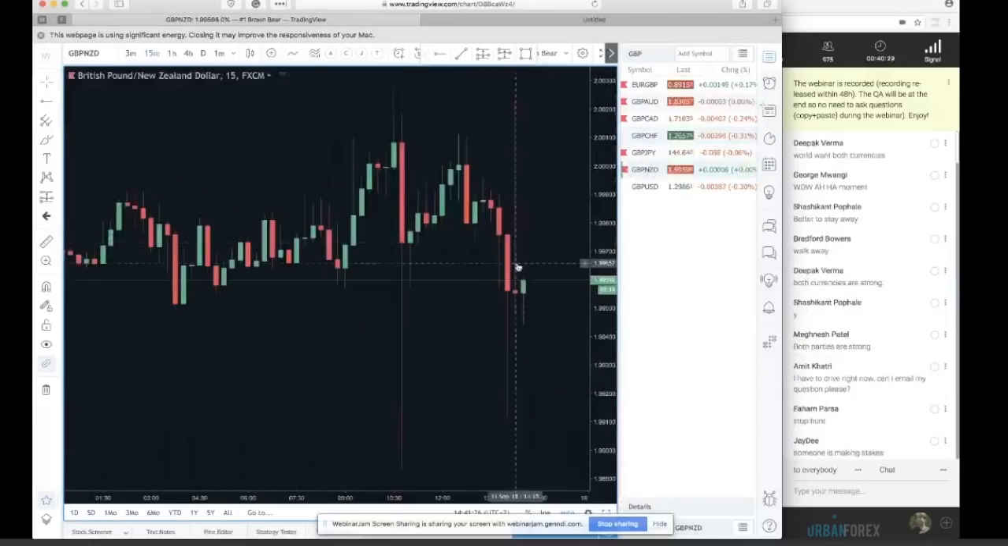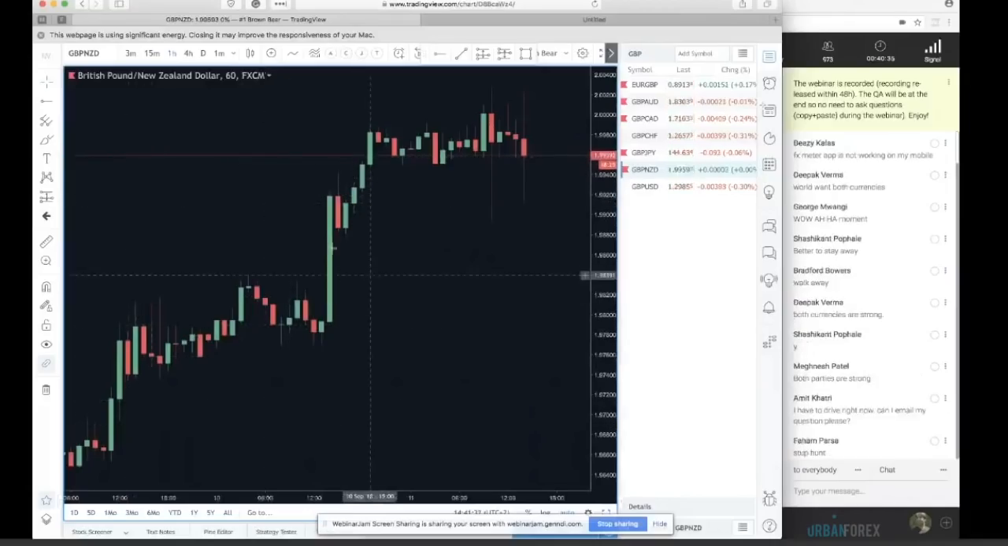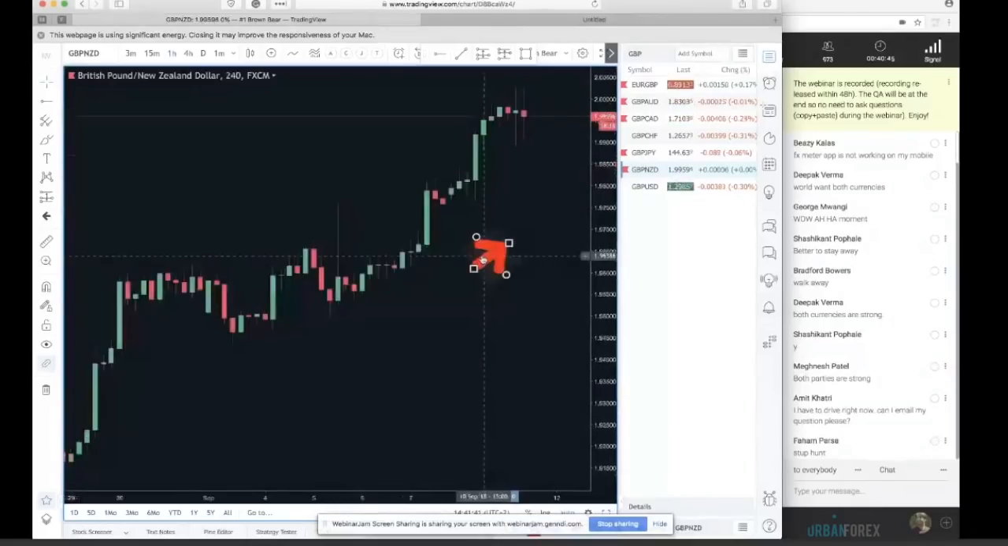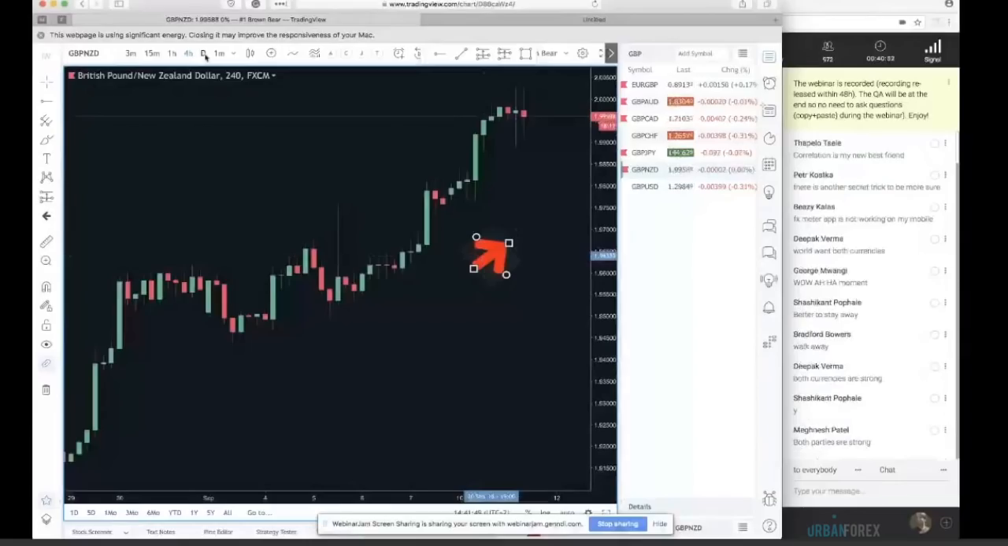For example, like this, if you look at this on the 60, if you were trading this pound New Zealand for the longest time, you would be chilling this whole time. You're like, yes, all these buys are so smooth. Look at these pullbacks. Very shallow pullbacks.